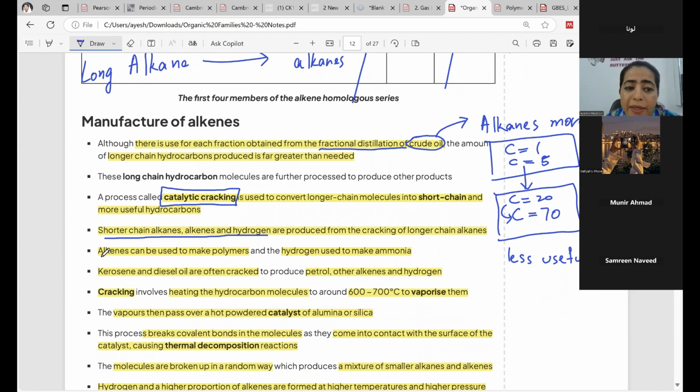Okay. Alkenes we can use to make polymers. We will talk about polymers in detail, but to make the polymers, alkenes are needed. And the hydrogen gas that we are getting from here will be used to make ammonia, which is also very useful. So it means all the products now will be more useful.